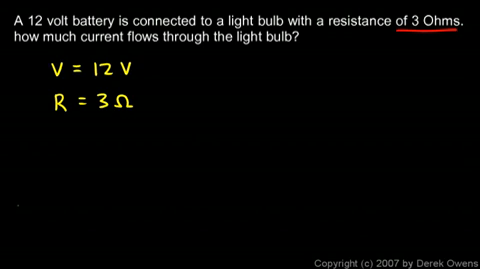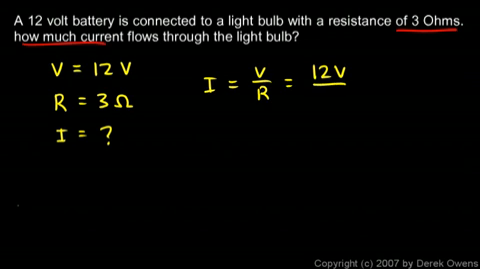And we're trying to find the current, how much current. So I is what we don't know. We can use the equation in this form, I equals V over R. And we just put in the numbers that we know. V is 12 volts, R is 3 ohms, and when we divide we get 4, and the current is in amps, and we use the symbol A for amps or amperes.